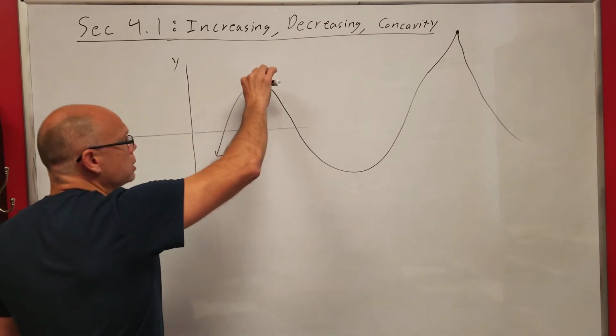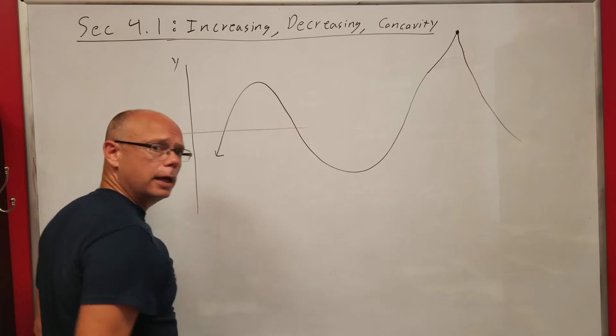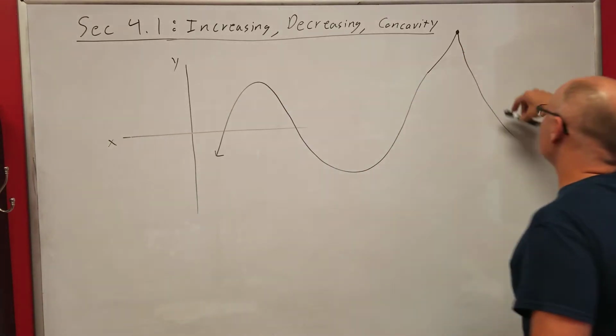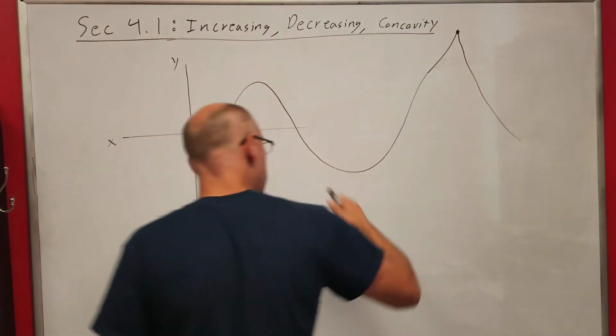How about where my function is decreasing, like right here? The slopes of my tangent line are all negative. How about my function decreasing over here? The slopes of my tangent line are negative. It's going down, the slopes.